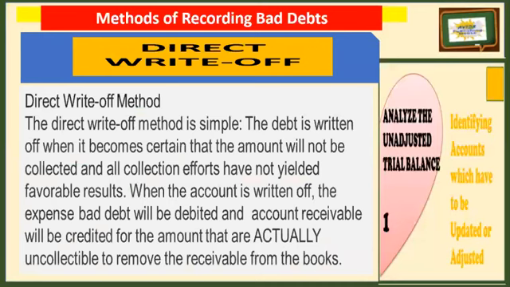So the direct write-off method is simple. A company writes off the debt once it becomes certain that the amount will not be collected and all collection efforts have not yielded favorable results. When the account is written off, the company will expense the uncollectible amount as bad debt and remove the receivable from its books.